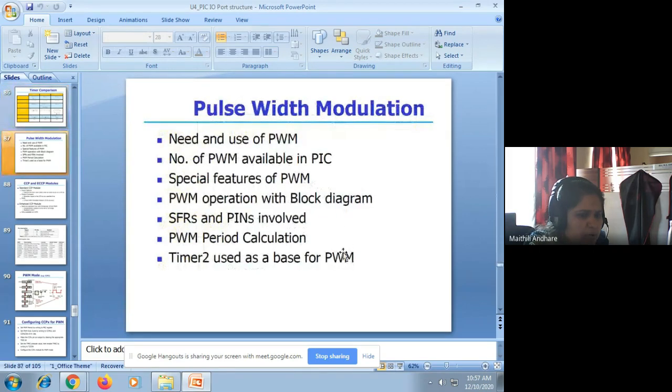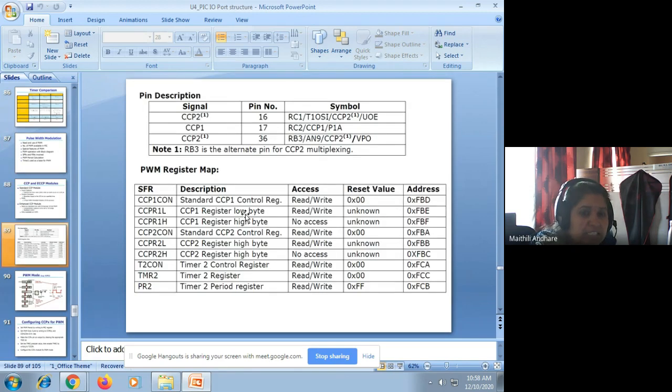Then the CCP module. We have seen the features of the PIC microcontroller, and one is CCP. CCP stands for compare, capture and PWM. Right now we have seen that timer 2 is used for the PWM operation. So we'll see what registers are associated with this. Already I have discussed that for each and every peripheral, for each and every feature, there are registers associated with it. So first of all, you need to study the registers and then the operation. As far as the CCP module is concerned, these are the registers, or you can call them SFRs, associated with this.